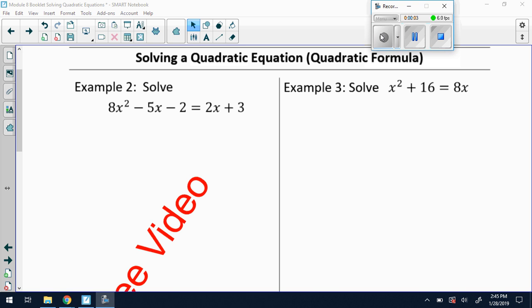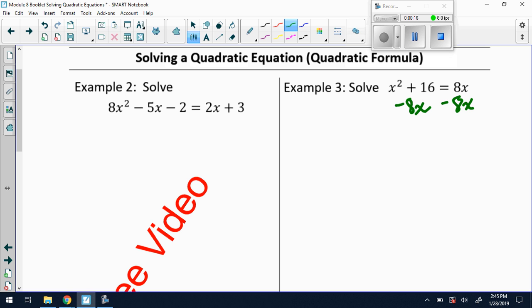Again, continuing with our quadratic formula, we are going to solve example 3. And once again, we are not in standard form, so I'm going to start there. So subtracting 8x from both sides so that we can be equal to 0. And noticing that none of those are perfect squares, so we're going to go x squared minus 8x plus 16.